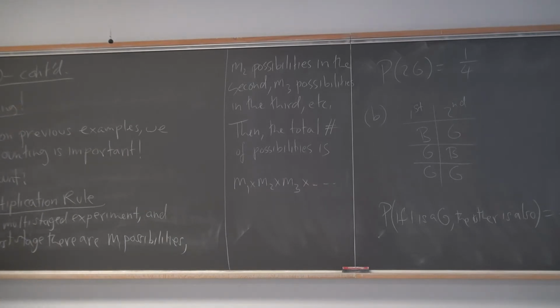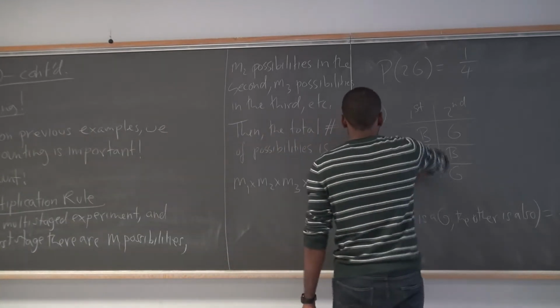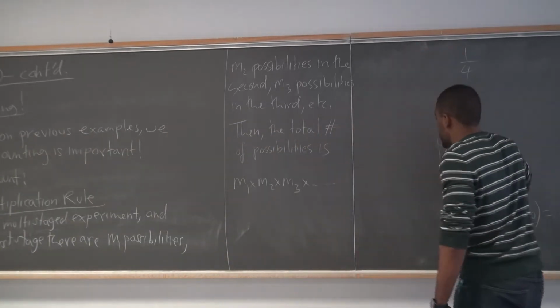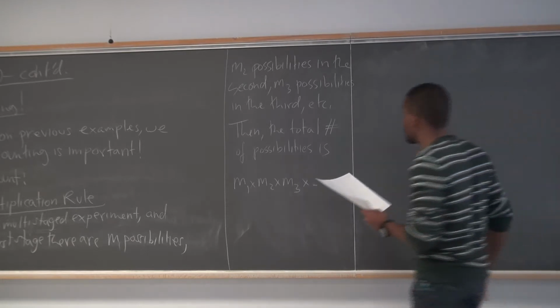So this is a way to count the total number of things. If you know that something happens in stages, and you know the total ways that something can happen at each stage, then the total number of possibilities is just a multiplication of all these numbers. So let's look at an example.